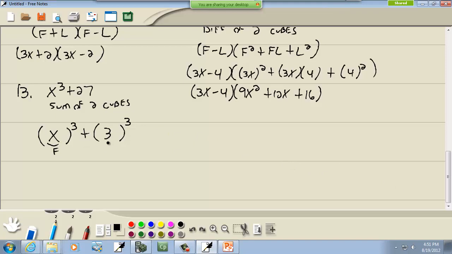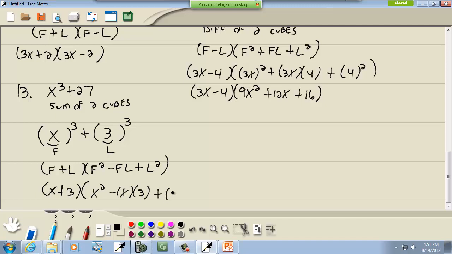Now label this F for what's in the first set of parentheses, and this is L for what's in the last. And our sum of 2 cubes will be F plus L times F squared minus FL plus L squared. Now everywhere we have an F, we'll plug in x, and everywhere we have an L, we'll plug in 3. So we got x plus 3 times x squared minus x times 3 plus 3 squared, which gives us x plus 3 times x squared minus 3x plus 9.